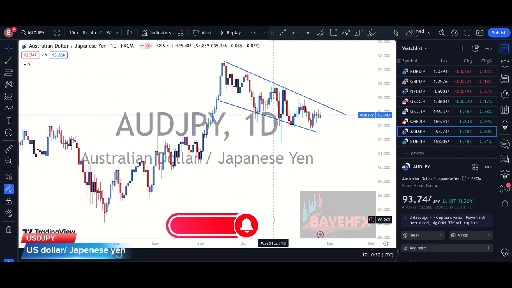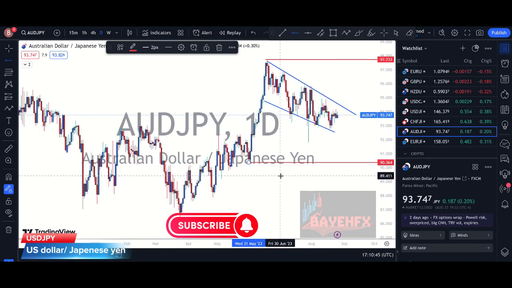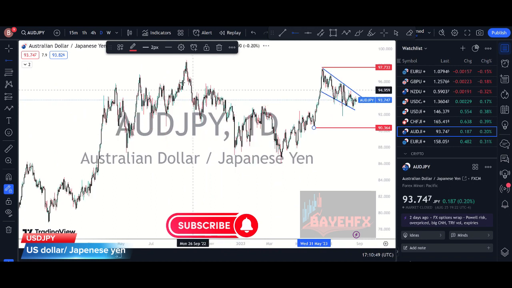Okay, guys, this is the Australian dollar, Japanese yen. This is the highest high I've seen in the market, and this is the lowest zone we've seen in the market. As you can see on this particular movement, we were previously on a downtrend. This is a bullish flag. This is a nice bullish flag.